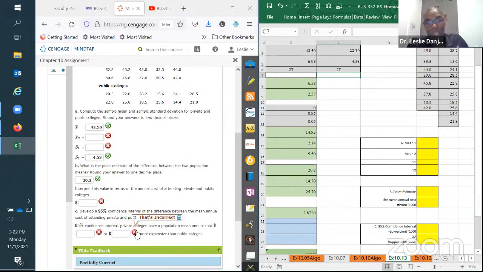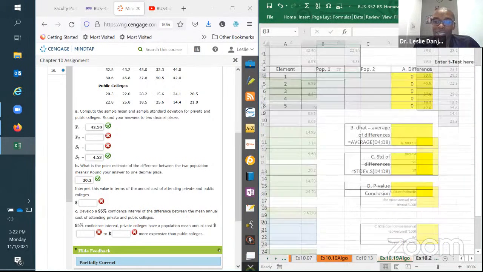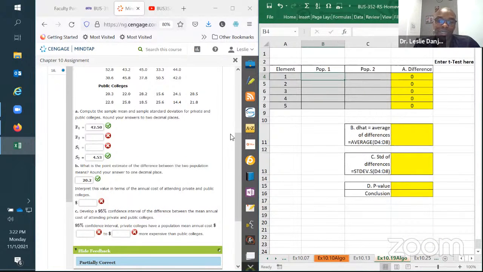Hopefully these concepts are making sense. Having a good working template helps you simplify it. Instead of going through the stress of all of these formulas, you have a nice organized way of doing it to get your answers fast. All right, with that said, let's go on to 10.19, please.